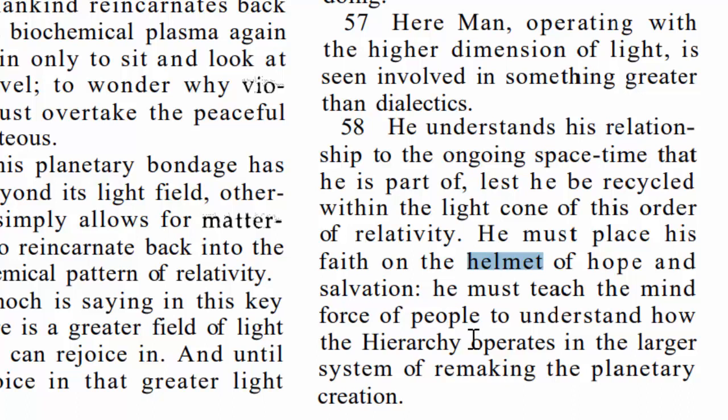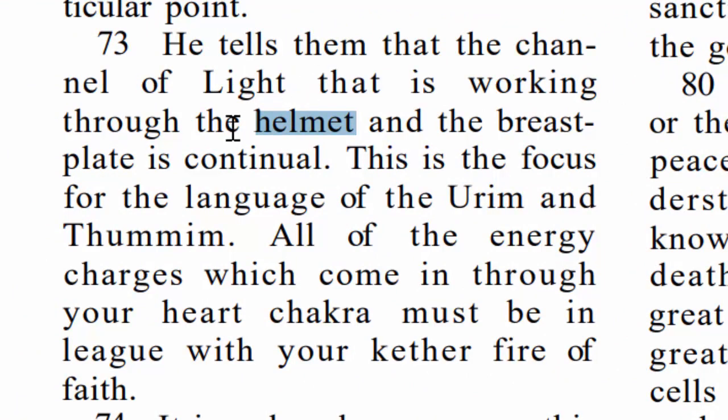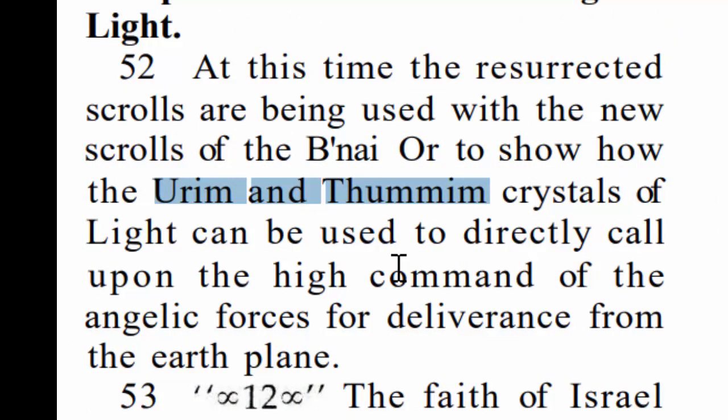So this is what I mean, if you saw the other video I did on this. See how all of this is interlaced and interconnected. So the helmet is of hope and salvation. So when over here it's saying working through the helmet of hope and salvation and the breastplate, which is the spiritual connection. Now, all of this stuff could be symbolic, but he said these two things together are the focus of the language of the Urim and the Thummim. I mean, I don't know, prayer works, so I guess it has to be symbolic somehow. I don't have any Urim and Thummim.